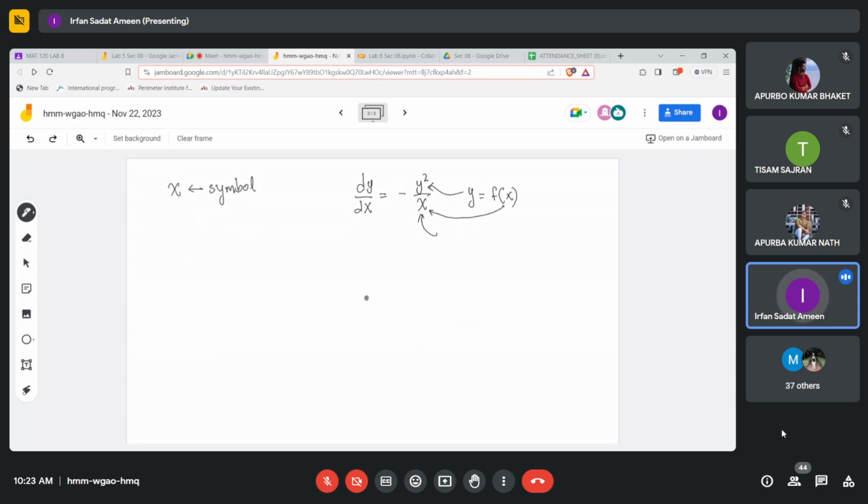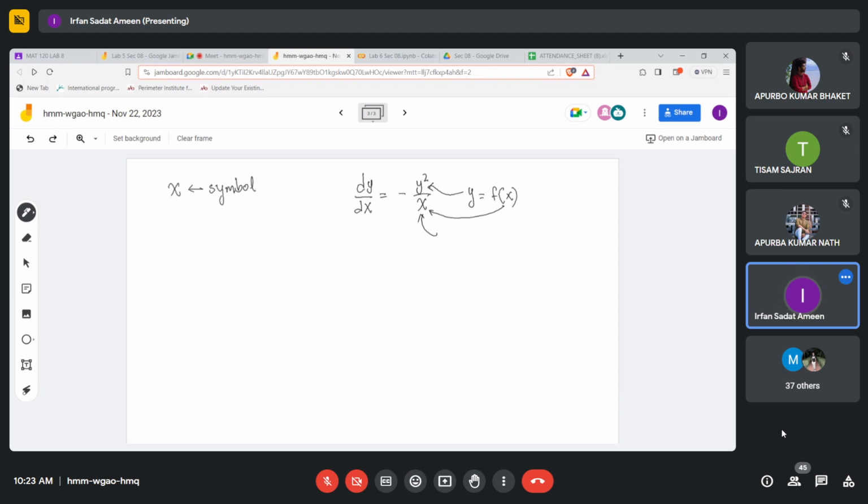So y itself cannot be x. What am I saying? y itself cannot be a symbol. What does that mean? If I make both y and x symbols, then I cannot just write this because it won't make sense, because then y is not dependent on x or something like that, rather y is just another symbol like x. So we can't do that. So what should we do?